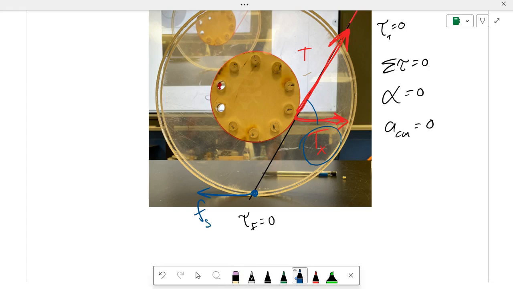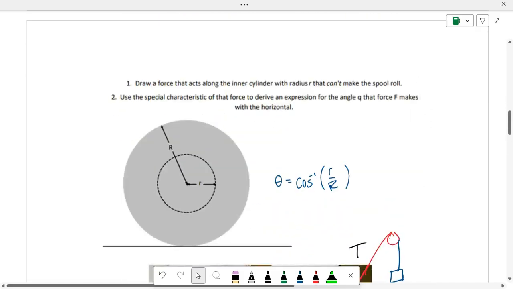That's the static friction force, which is likely not mu n, because no one says this thing is just about to slip. I actually challenge you to do that.